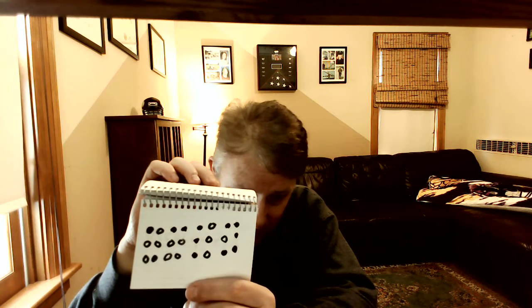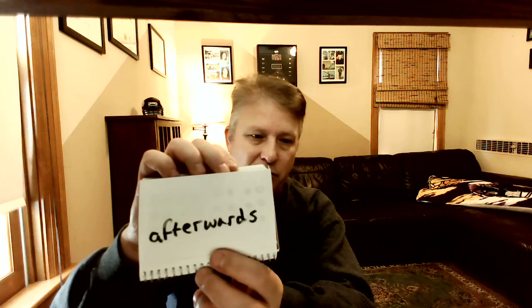And next we have a Braille A, a Braille C, a Braille L, and a Braille Y. So A, C, L, and Y together would be the word accordingly. Next, we have Braille A, F, Braille R, and Braille S. Stands for the word afterwards. So that's it for those short form words.